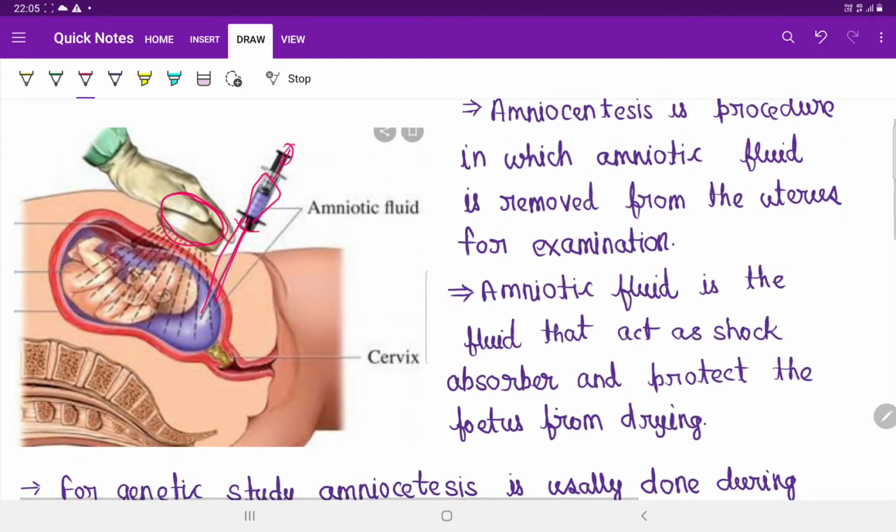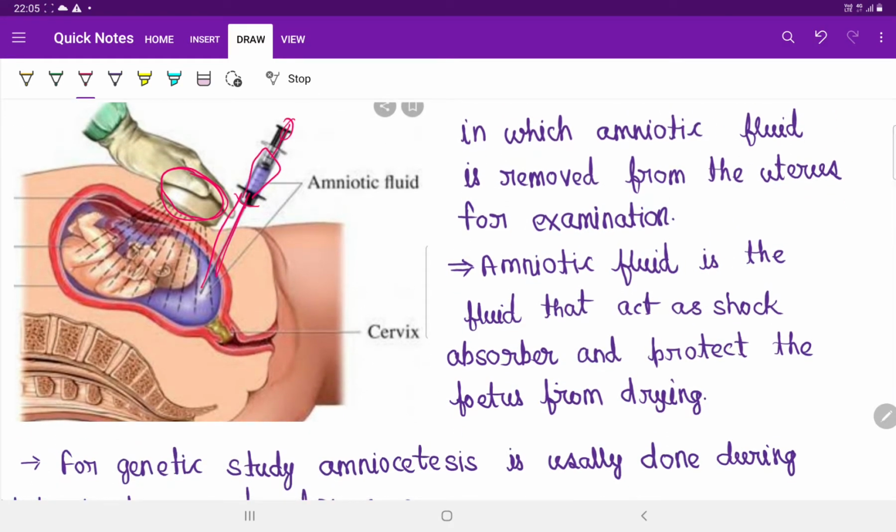So the question is, what is the use of this study? This amniotic fluid is surrounding the baby, you see, it's surrounding the baby. This amniotic fluid acts as a shock absorber for the growing fetus, and it also protects the fetus from desiccation, from drying. Now, why do we need to do amniocentesis?